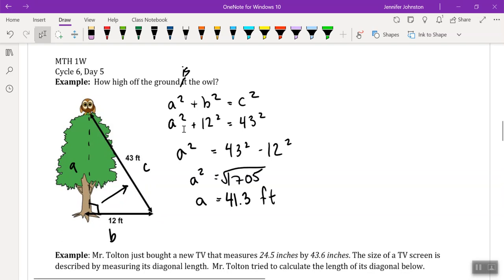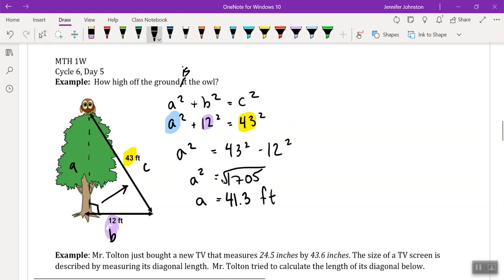So I labeled it A, B, and C. I have my A, which is right here, just listed as A. B I have as 12, and C I have as 43. Then I moved that 12 squared over to the other side, did 43 squared minus 12 squared, and got 1,705. Then I took the square root.